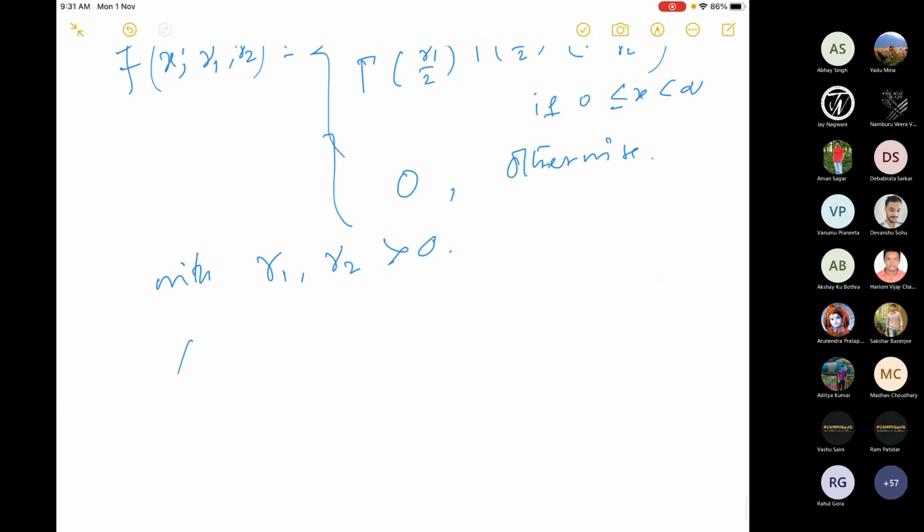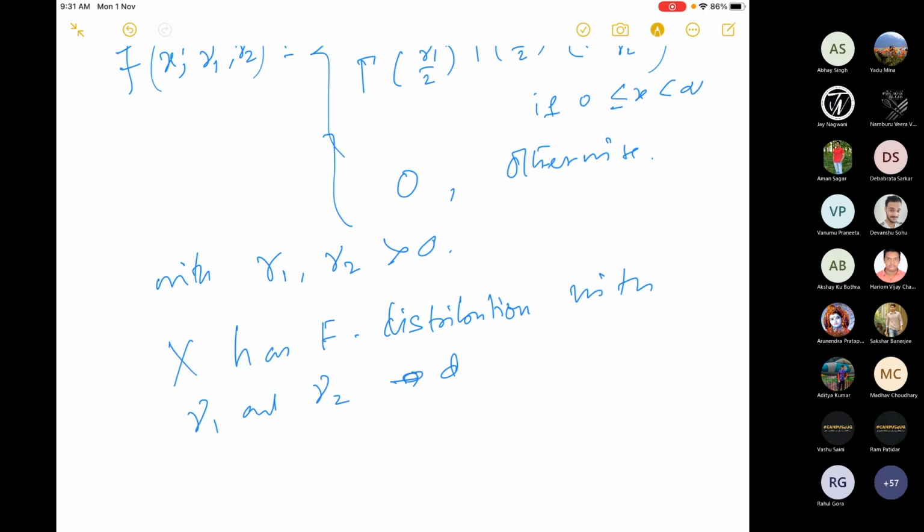Then we'll say that X has an F distribution with mu1 and mu2 degrees of freedom, and we denote X is distributed as F of mu1, mu2.